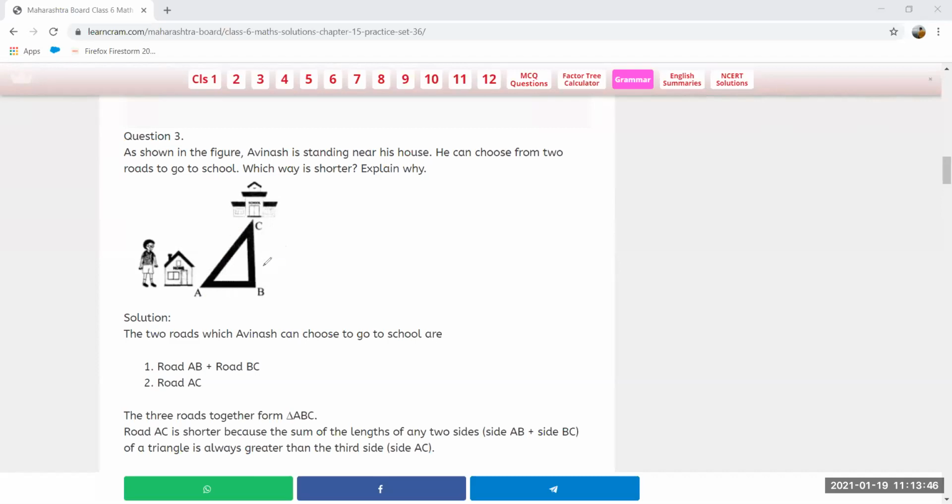If we add the two sides, for example, if road AB is 5, road BC is 5, and road AC is 7, then the sum of the two is 5 plus 5, which is 10. So 10 is always greater than 7. So the sum of the lengths of two sides is always greater than the third side. Therefore, road AC is shorter.